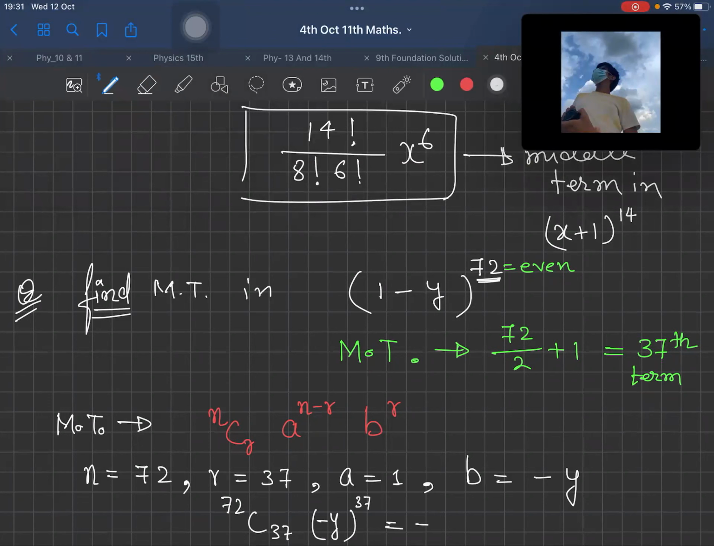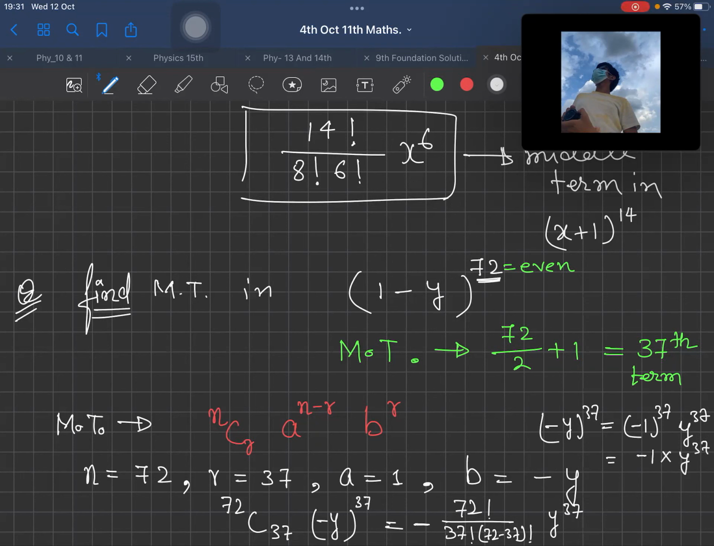So this will be equal to minus 72 factorial upon 37 factorial, 72 minus 37 factorial, and y to the power of 37. Minus y to the power 37. See, minus y to the power of 37, you can write as minus 1 to the power of 37 into y to the power of 37. So minus 1 to the power of 37 will become minus 1 multiplied by y to the power of 37, which ultimately will be minus y to the power of 37. Fine. I don't think there should be any doubt.